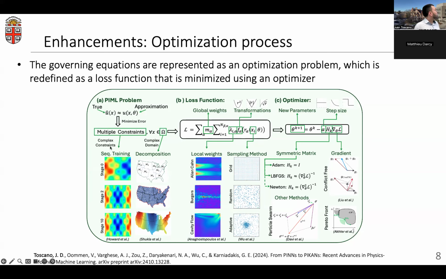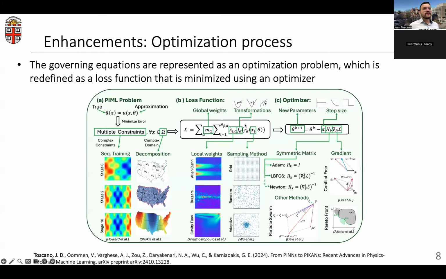For example, if you have multiple constraints or complex constraints, you can try something like sequential training. If you have a really complex domain, you can try some type of domain decomposition, which means that in each one of these small subdomains, you're going to have a specific neural network. And ideally, you want to solve this in the whole domain.